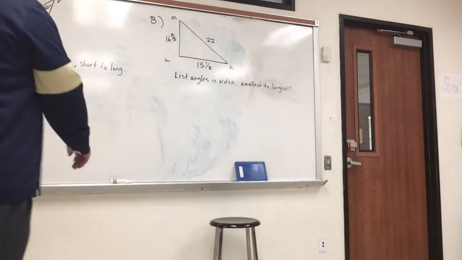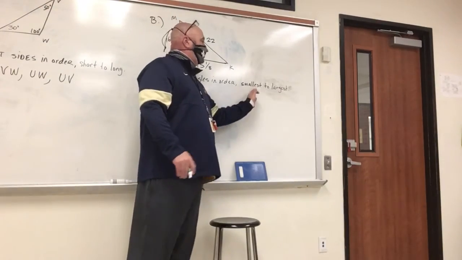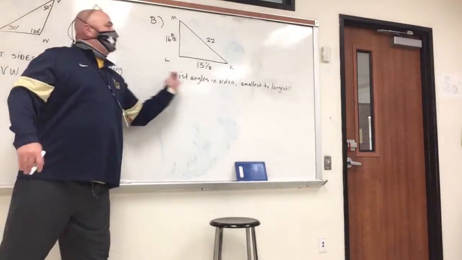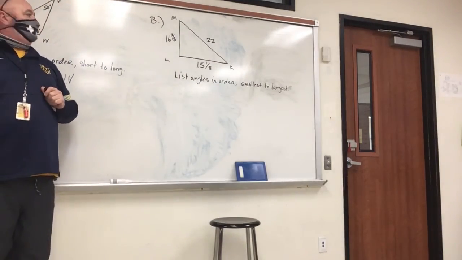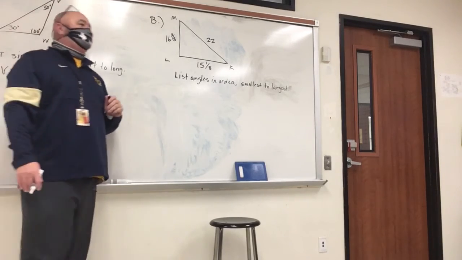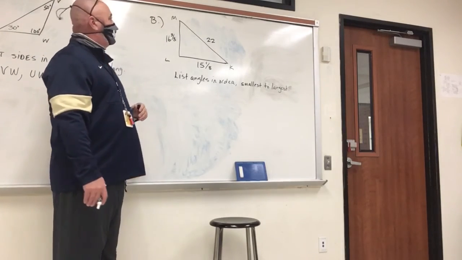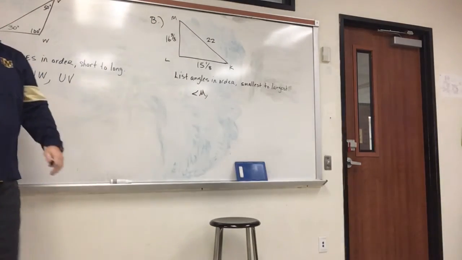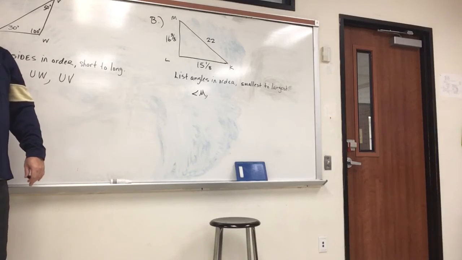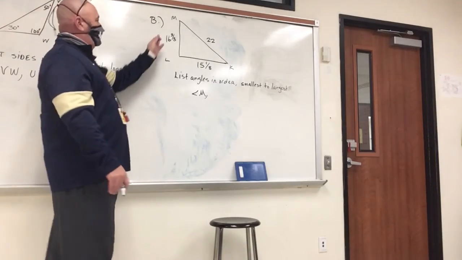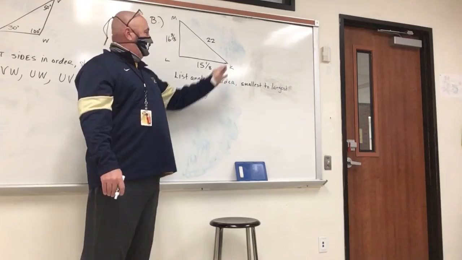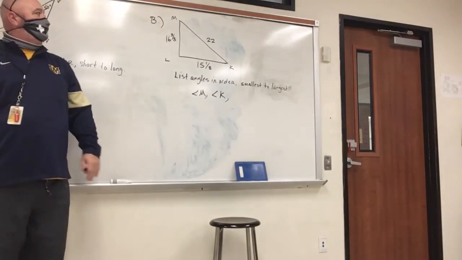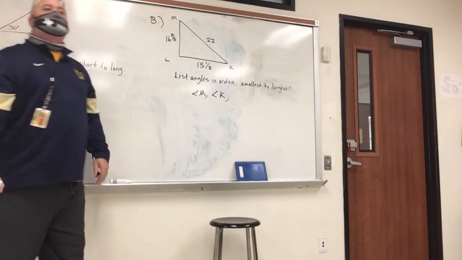Look at this example right here. List angles in order, smallest to largest. What's the smallest number up there? 15 and 1/8. What angle is opposite 15 and 1/8? Angle M is my smallest. What's the next biggest number? 16 3/8. What's opposite 16 3/8? Angle K is next. And then what's the largest? 22. And what's opposite 22? L.